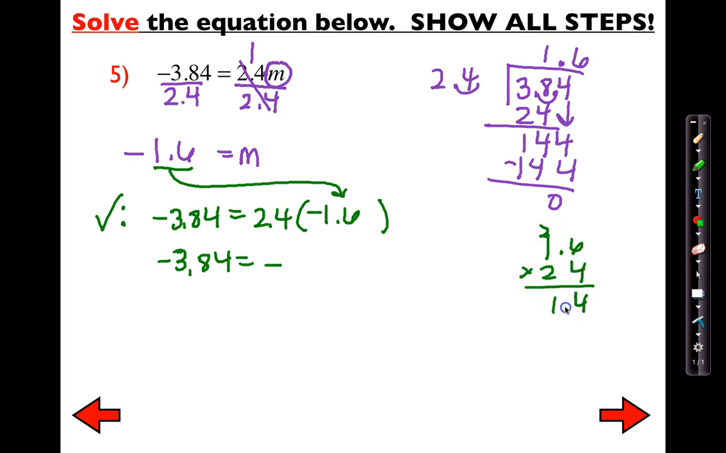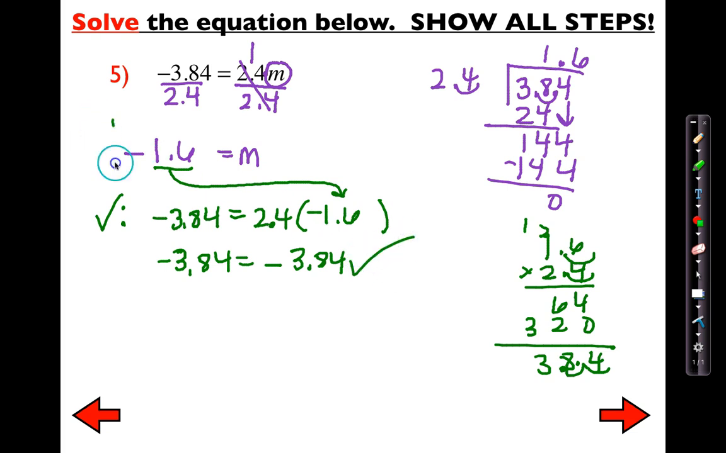24, carry the 2, that's a 6. 12, carry the 1, that's going to be a 3. And I have to move my decimal over one place value. Whoops, I didn't catch this one right here. That's a decimal as well. So there's 2, 1, 2. It's going to leave you with negative 3 and 84/100. So guess what? This checks out, so I can confidently say that the solution is negative 1 6/10.